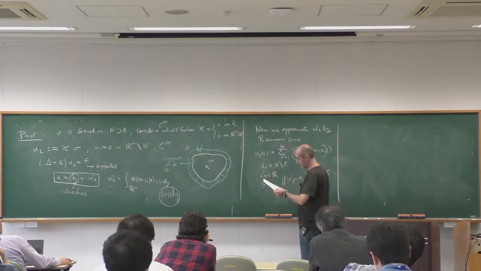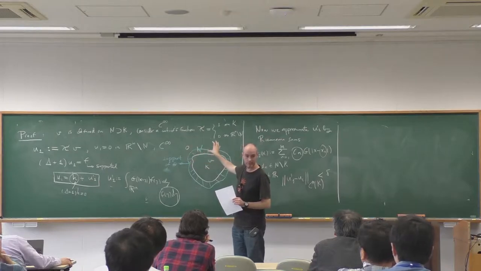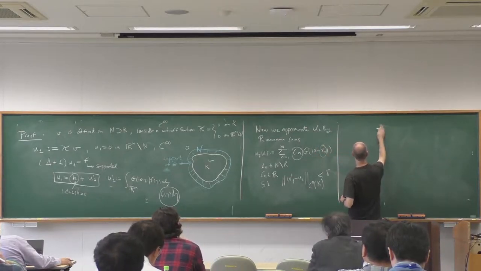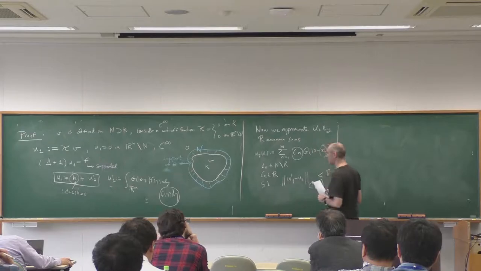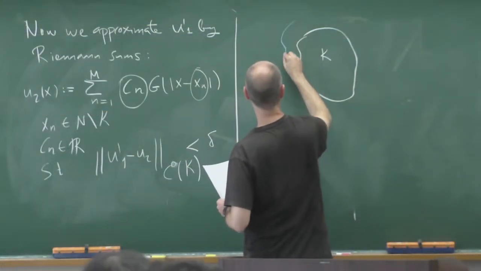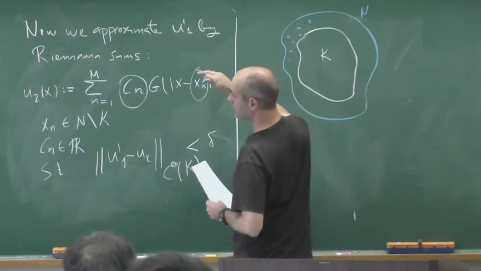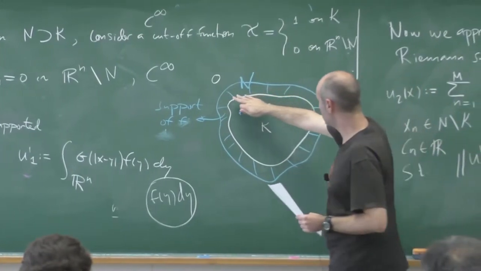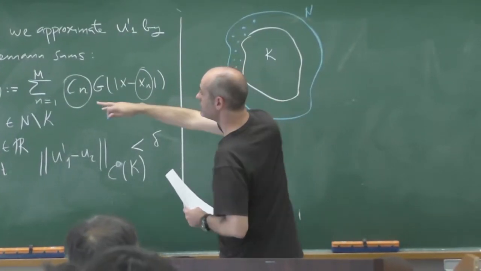Okay. So what we have done in some sense is this: the support is a continuum, and now we have discretized it. Now your new function u2 solves the PDE in the whole space except for finitely many discrete singularities. So you have your set K, you have N here, and we have substituted the support of this f, which was a continuum contained here in this annulus. Now the support just consists of finitely many points for this u2.